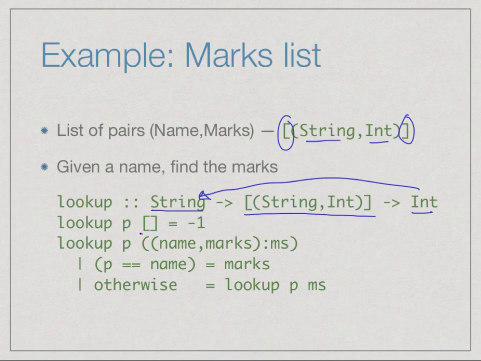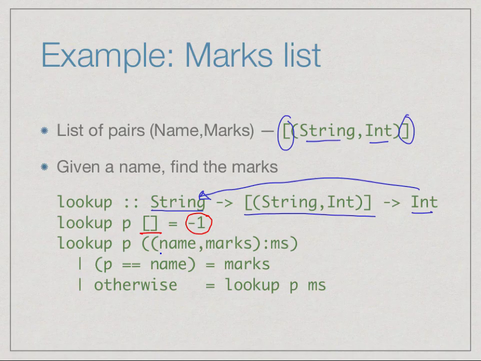So if we have no names, then we have not found this name in this list, then we have to return something. So let's assume that everybody gets a positive mark. So as a default value, we can return -1, saying that it was not found.